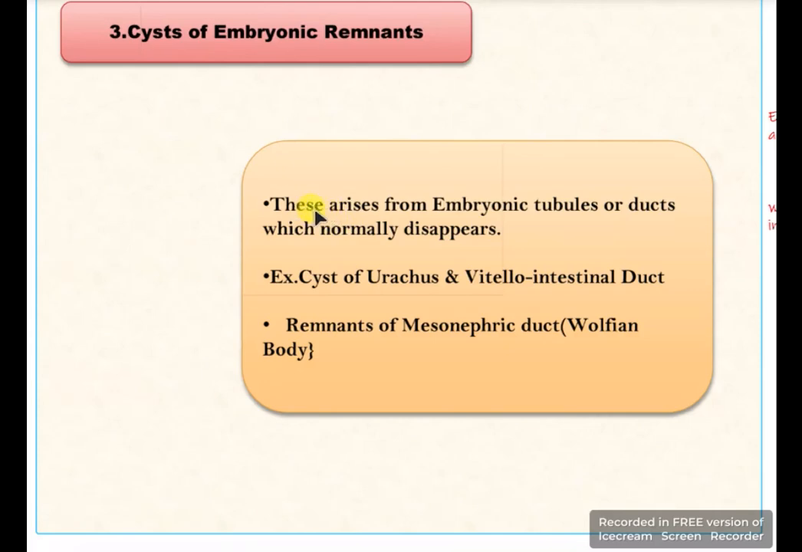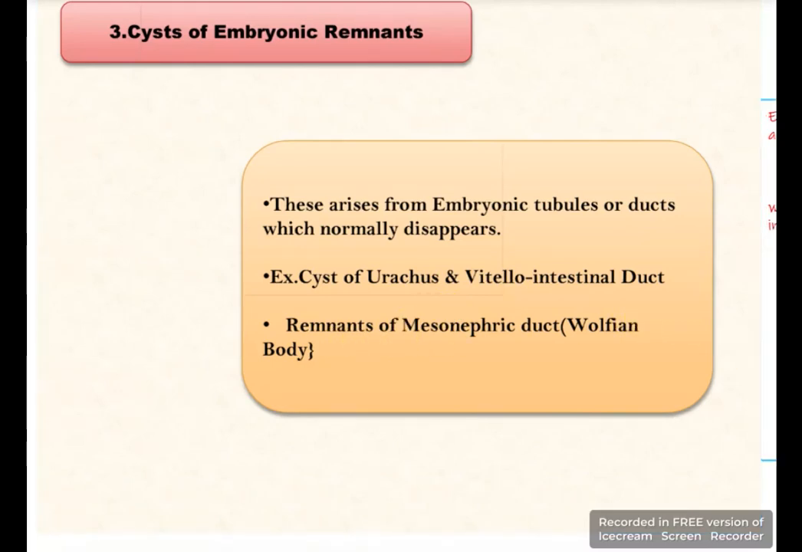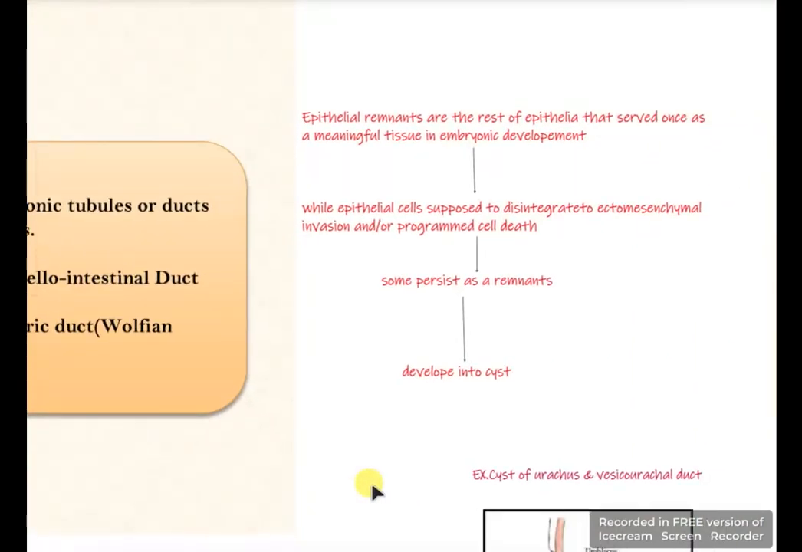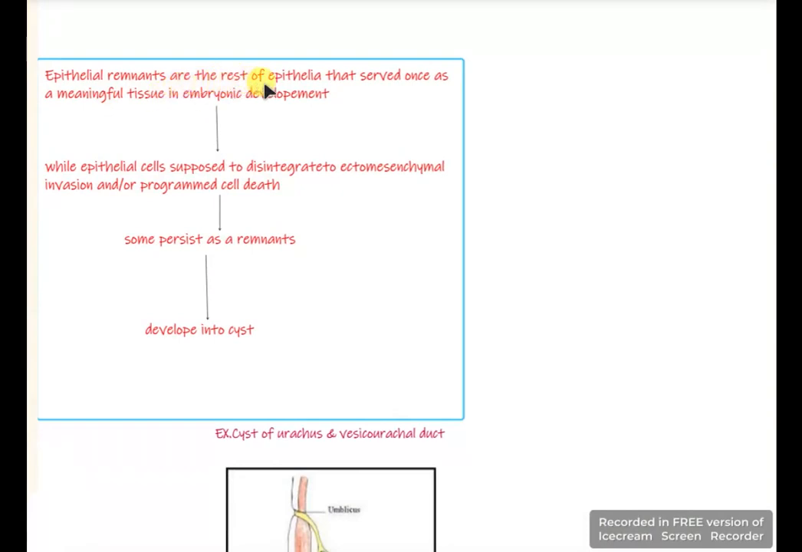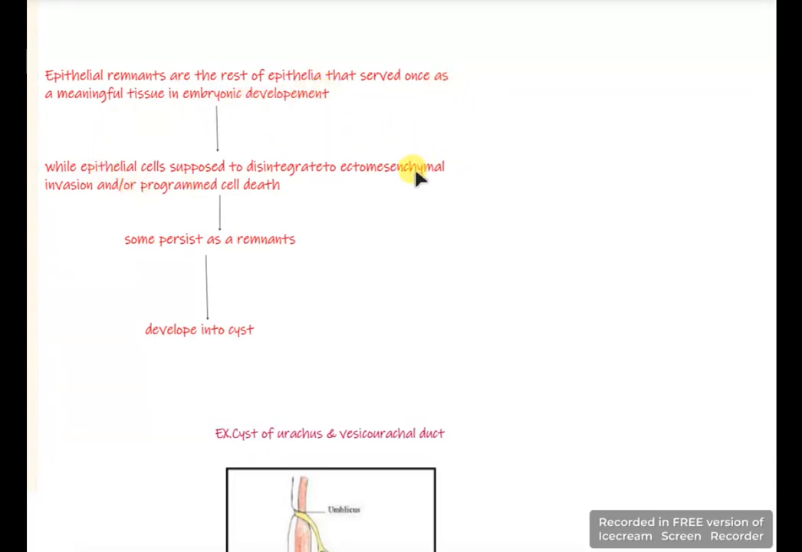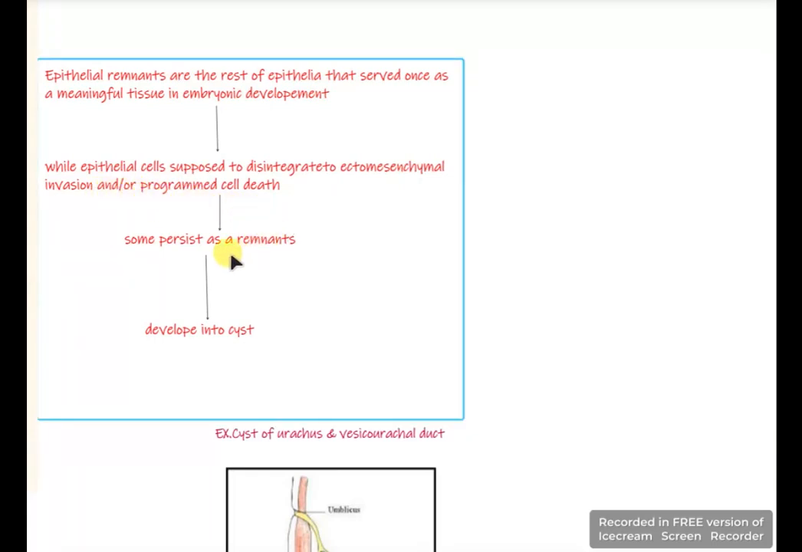This is the third type of congenital cyst, that is the cyst from embryonic remnants. These are the congenital type of cysts which arise from embryonic tubules or ducts which normally disappear. For example, cyst of urachus and vitellointestinal duct and remnants of mesonephric duct. What happens in embryonic remnant type of cyst is the epithelial remnants are the rest of epithelia that once served as meaningful tissue in embryonic development. While epithelial cells are supposed to disintegrate through ectomesenchymal invasion and programmed cell death, some cells persist as remnants and these develop into the cyst.